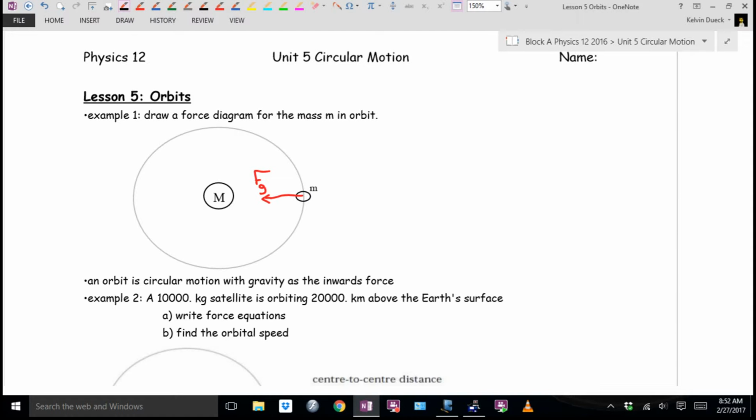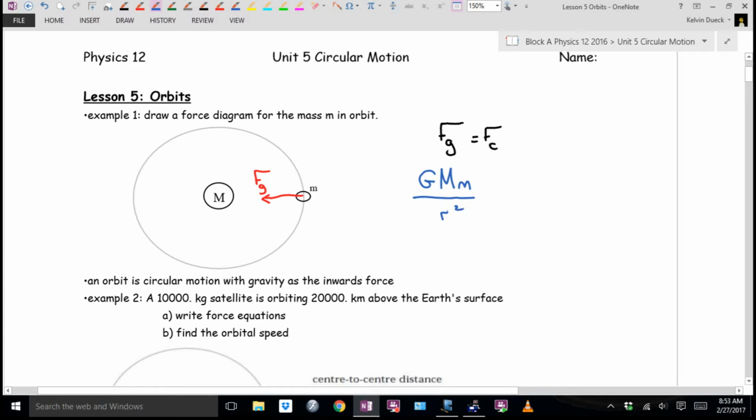When you're in orbit, the physics looks like this. Gravity is what's pulling you in a circle. But because you're in outer space, we cannot say mg. Instead, we have to use Newton's universal law of gravitation: big G, big M, little m, over r squared. That equals mass times circular acceleration.